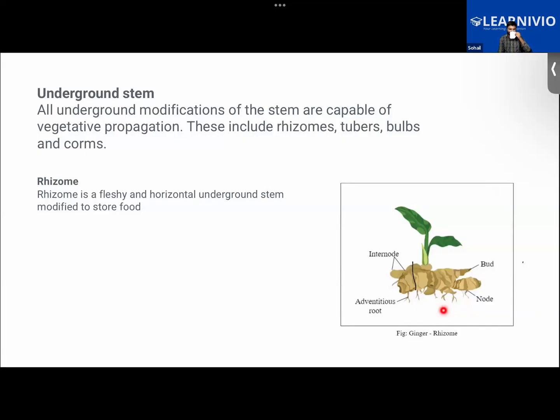Sir, like the fruit is the place where the plant stores its nutrients, right? Fruit is, so then, basically.